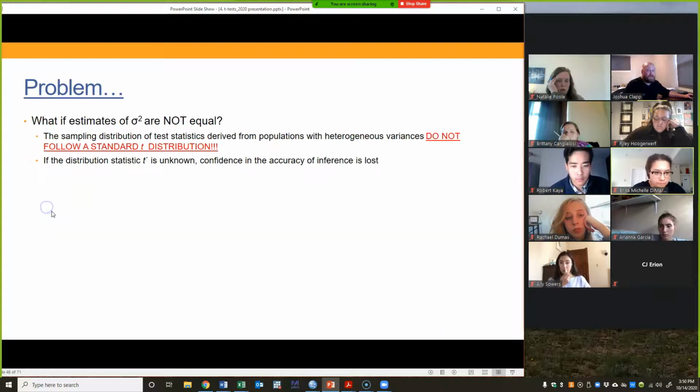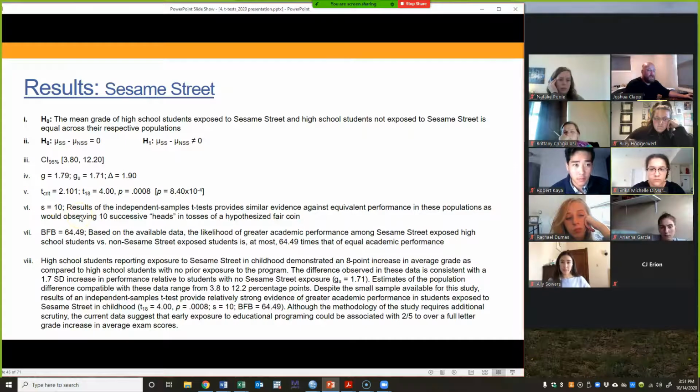So my S value was 10. And so what I would say is the results of an independent sample t-test provide similar evidence against equivalent performance in these populations as would observing 10 successive heads in tosses of a hypothesized fair coin.